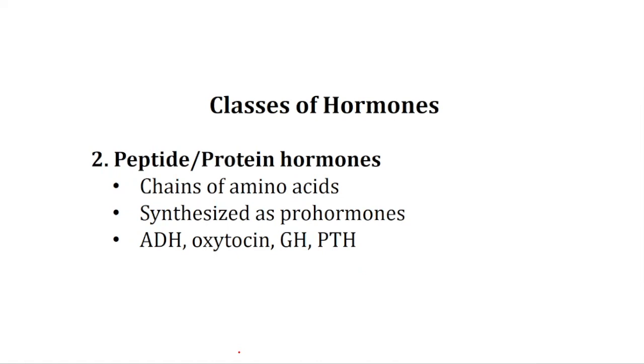Protein hormones include antidiuretic hormone, also known as vasopressin. It also includes oxytocin, growth hormone, and parathyroid hormone. Okay, so these are the types of protein hormones.